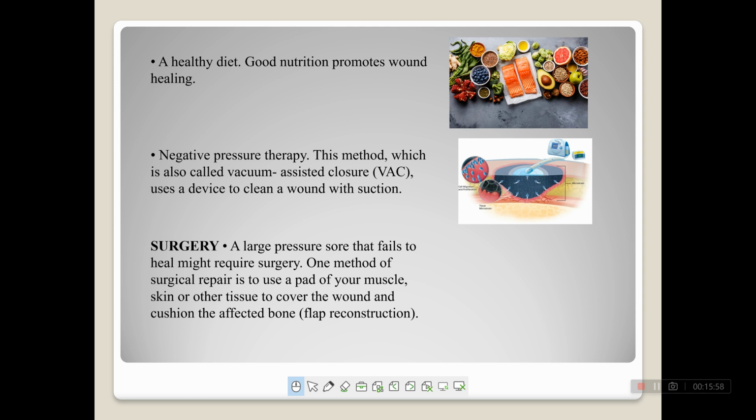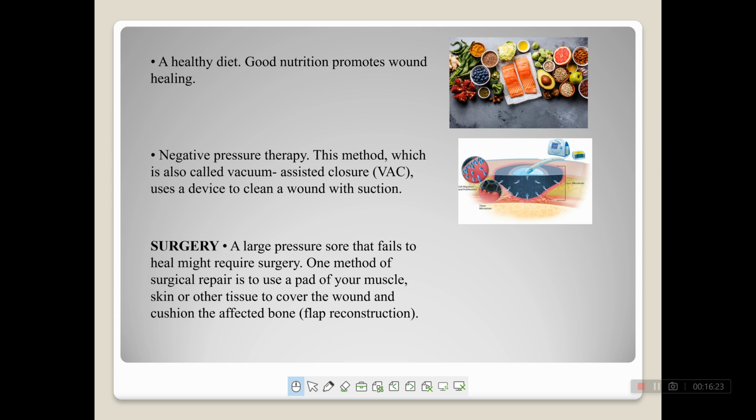And then we have negative pressure therapy. This method, which is called vacuum assisted closure, is used to clean a wound with suction. In this, we clean all the dead tissues and remove them from that particular area.